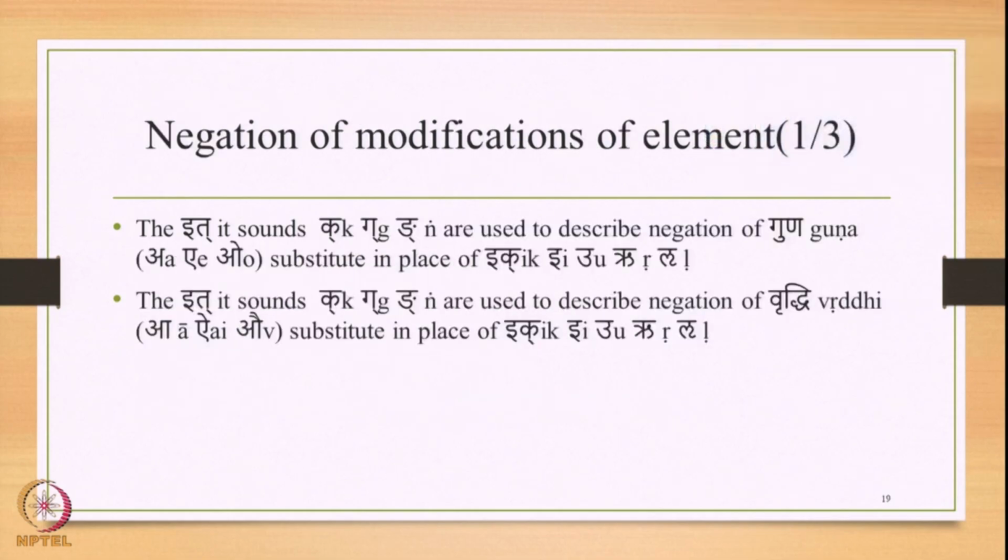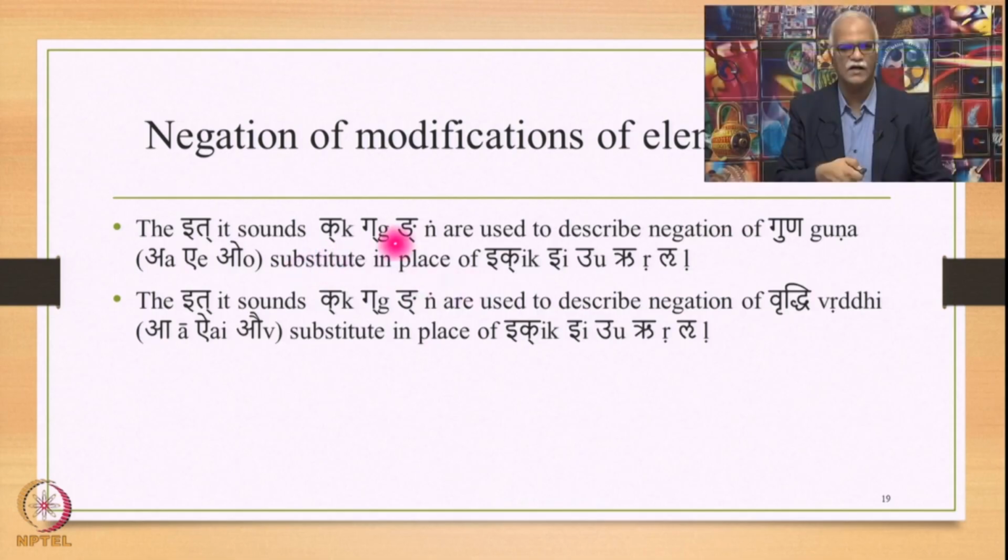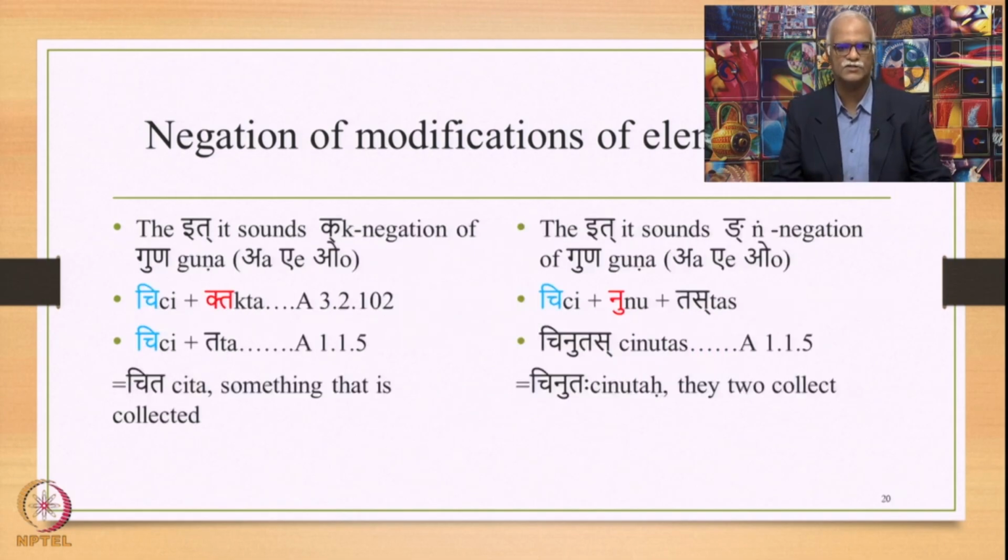Let us look at the next function of the it sounds, negation of modifications of element. So it sounds k, g and ng are used to describe negation of guna substitute in place of ik, that is e, o, ar and al. Similarly, the same it sounds k, g and ng are used to describe negation of vriddhi substitution in place of ik. Let us take one example each. So the it sound k, which prescribes negation of guna, here is an example.